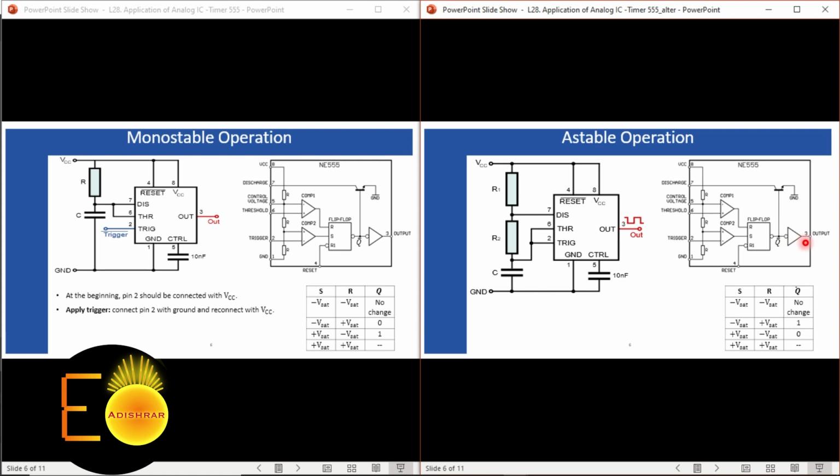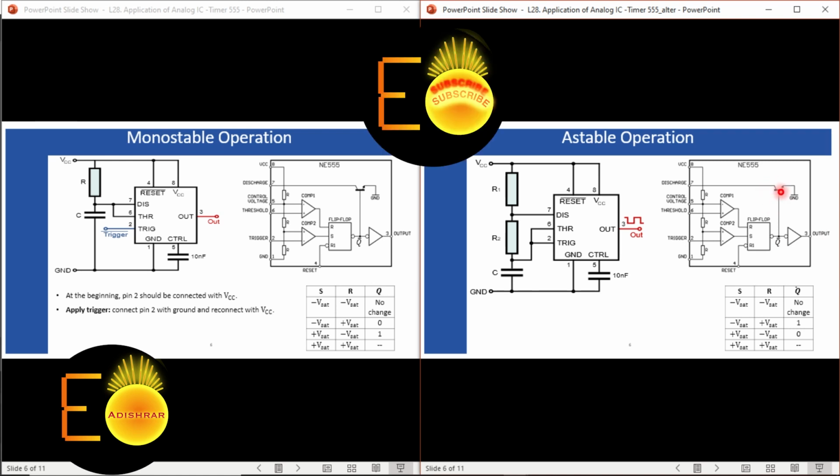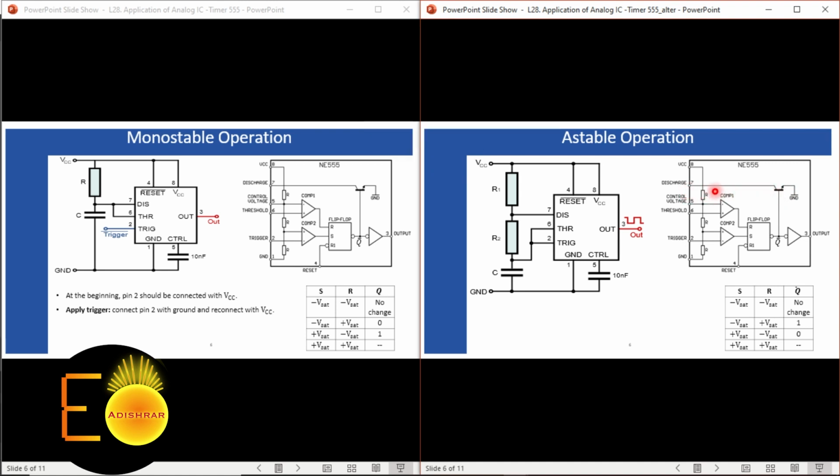Q bar being 1 means the output will switch back to the 0 state, and this transistor will turn on. And when this transistor turns on, there will be a short circuit, or the lowest resistive path, established between this pin number 7 and this ground. As a result, the capacitor will start to discharge through this pin number 7.